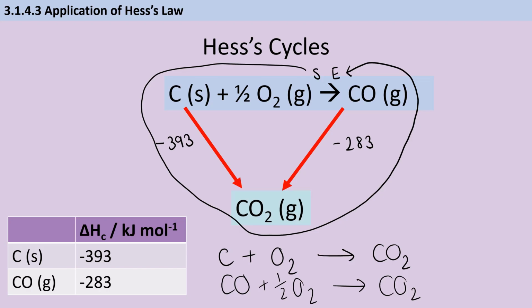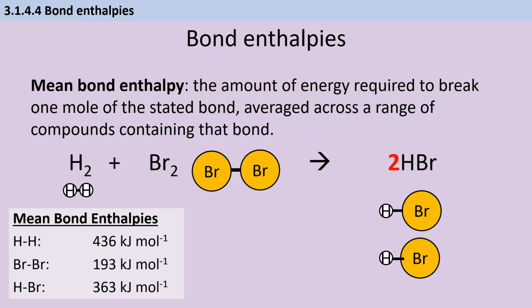This is going to help me see, am I going the right way up arrows or the wrong way up arrows? Here I'm going the right way down the -393 arrow, so I keep that number as it is, but I'm going the wrong way up the -283 arrow, so therefore I need to flip the sign or just add another minus, and I can work out that the overall enthalpy change for this reaction is -110 kilojoules per mole.